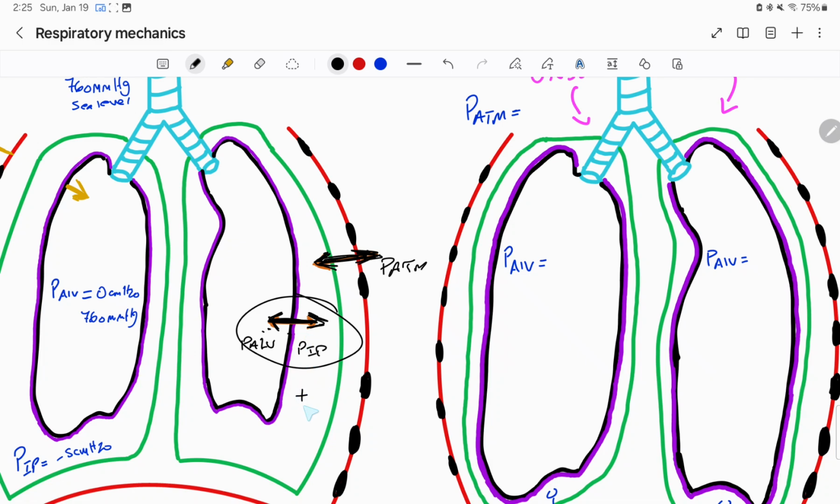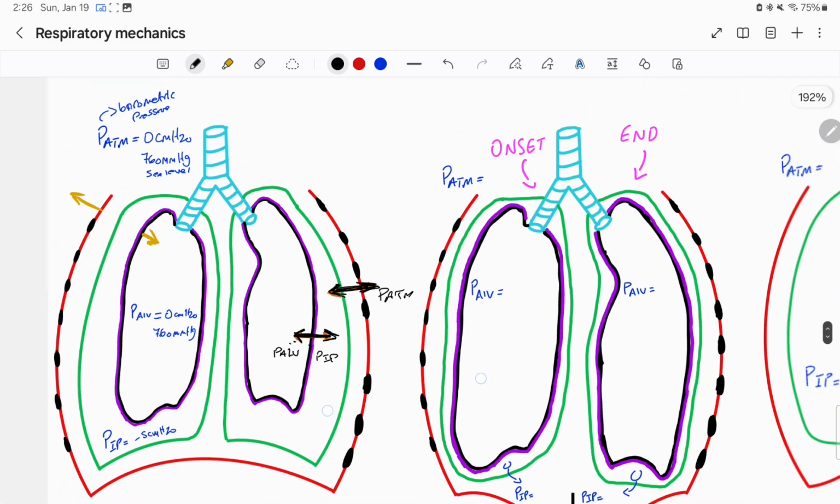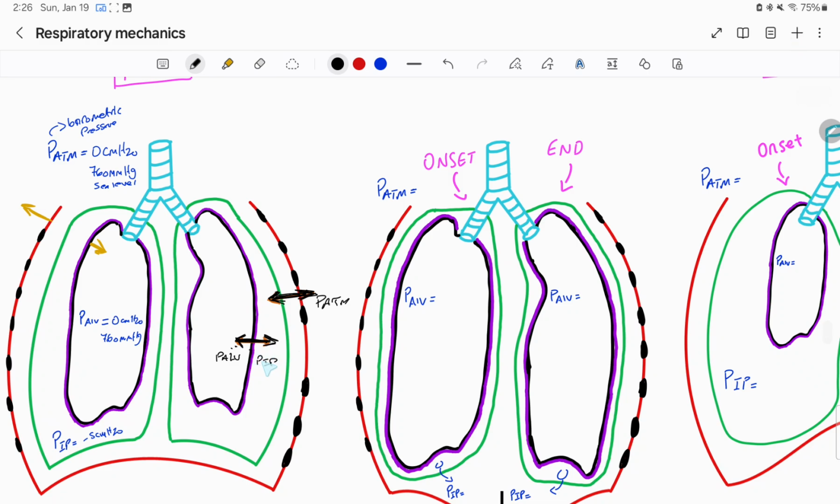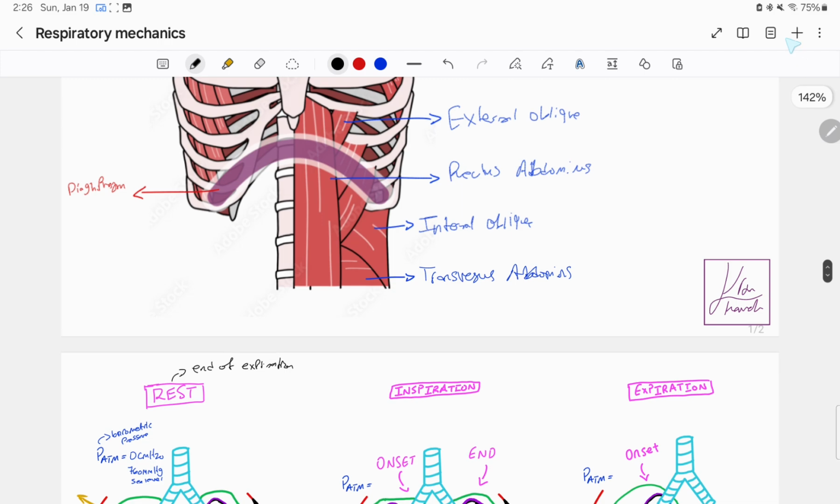You want this pressure to be positive. If this pressure ever becomes negative, that means the lung is collapsed. So you want this to be positive. Obviously it can go up a bit, but it can go down a bit as well, and we'll see that. But as long as this pressure is positive, it means that the lung is inflated.